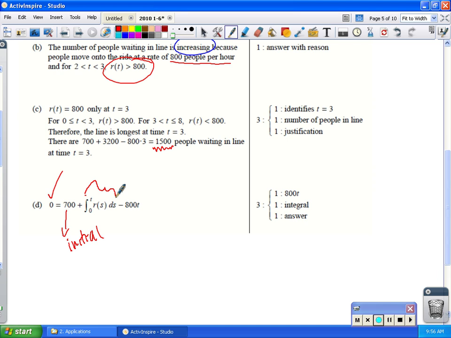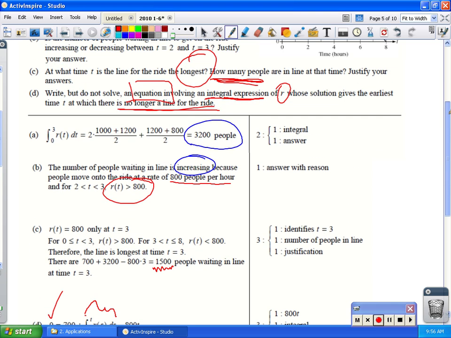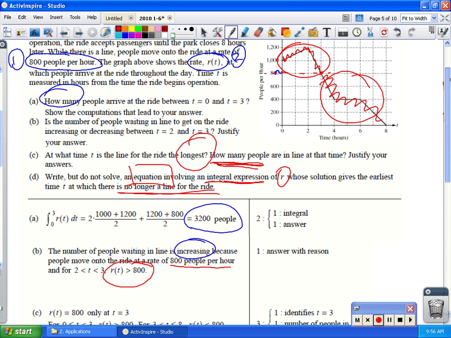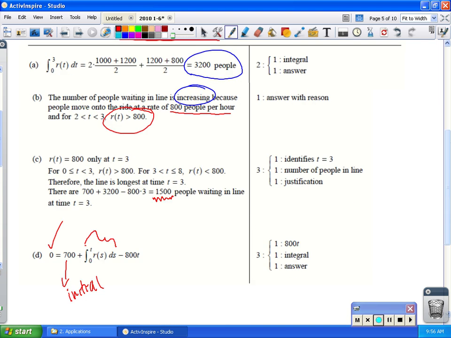Or is this waiting in line rate? I think that's the arrival rate, sorry. R of t is the arrival rate. Good. Arrival rate. Remember we talked about wax on, wax off? Minus the ride rate. That's how many people get on. And we want that to be equal to 0. Now you could have had your equation where you could have had negative 700 over here, or you could have manipulated it around. It doesn't have to be set equal to 0 if you have the same equation after it gets manipulated.